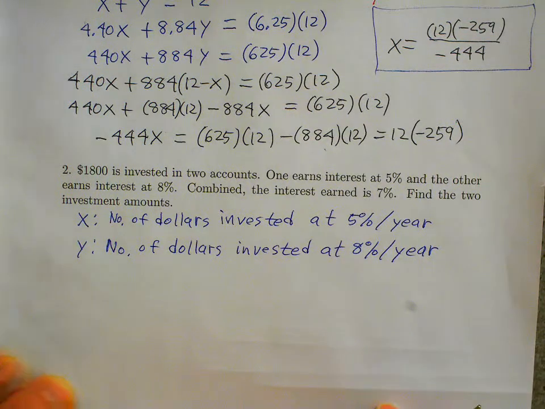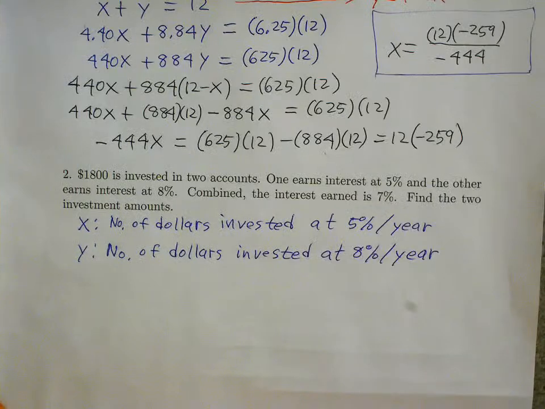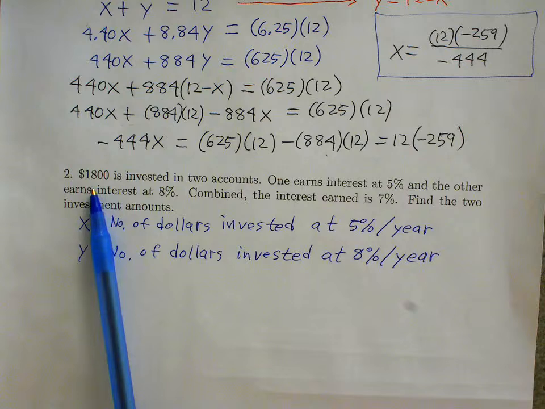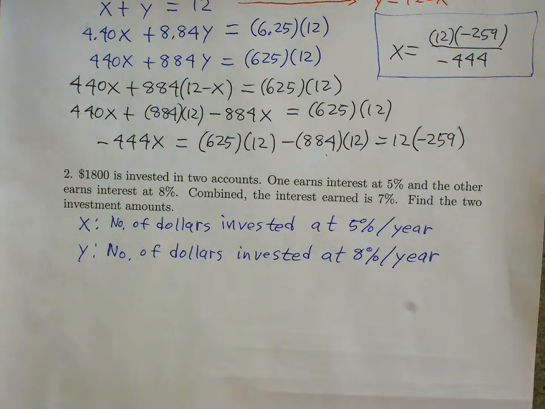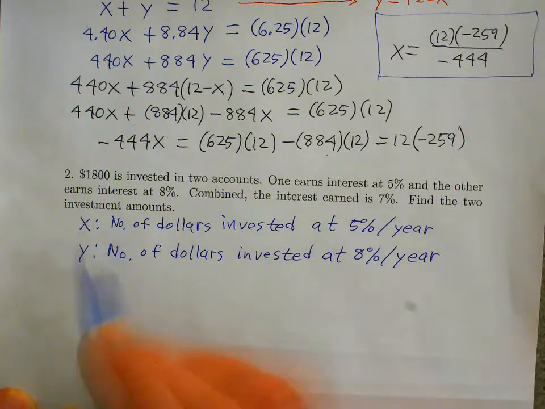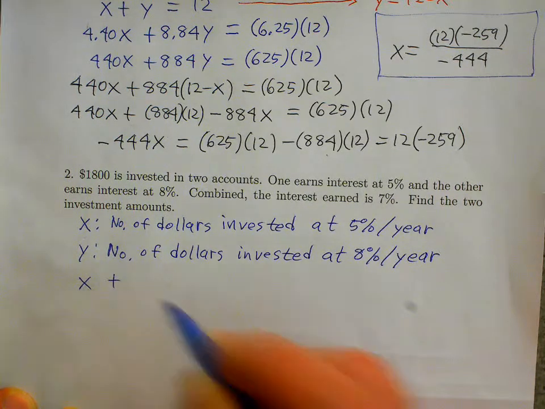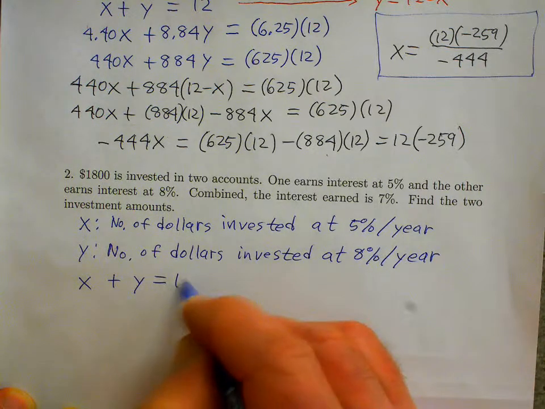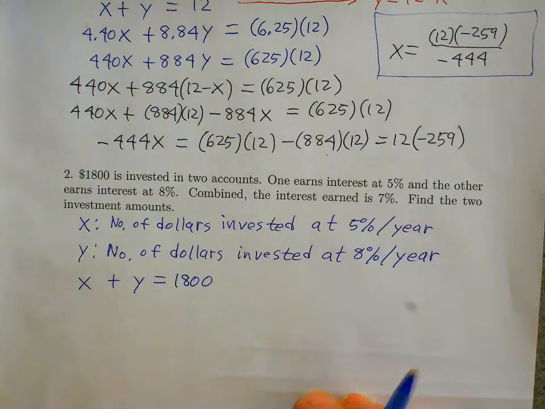And now we can write down two equations. The total amount invested in the two accounts is $1,800. So what's the equation I can write down that relates to the amount of money invested? It would be x plus y equals 1,800. So x dollars is invested in one account, y dollars is invested in the second account, and altogether $1,800 is invested in both accounts.